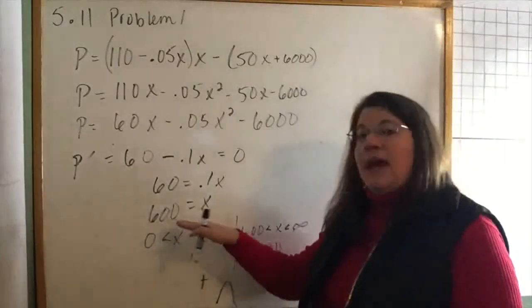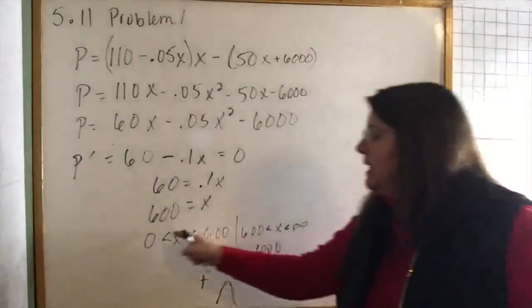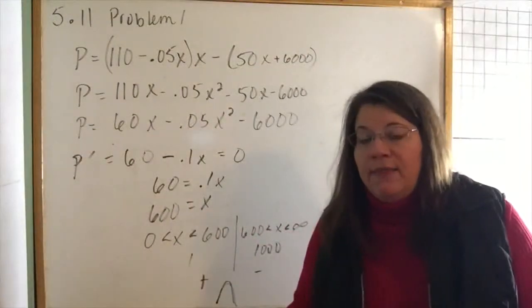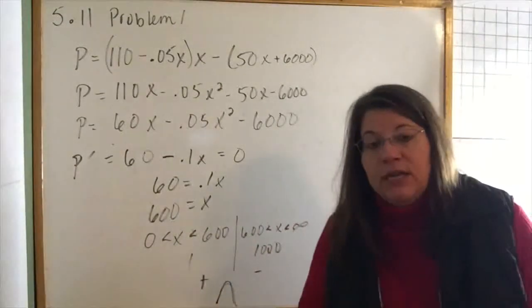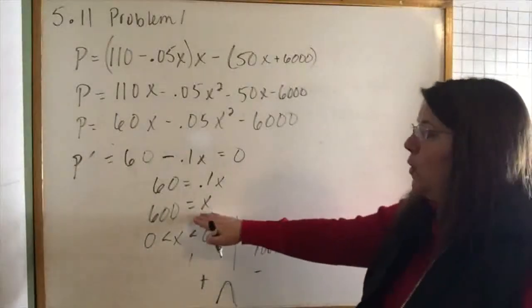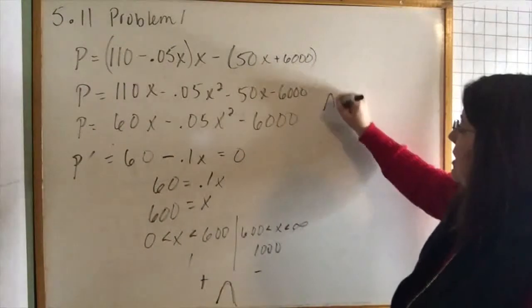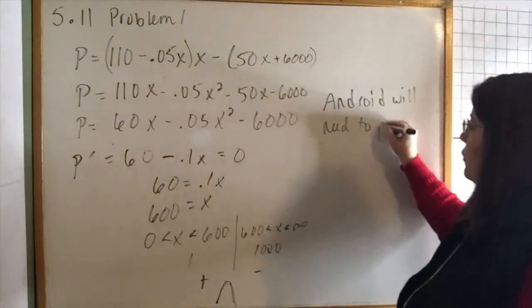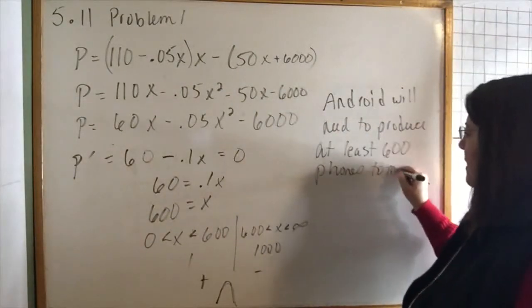So this is, in fact, my maximum because it's going to show up that way. The only time you really need to do this is if you end up with more than one critical value that could possibly be an answer. So we can assume that it's okay to say 600 is the interpretation of the answer of this problem. And so to interpret what I've gotten here, to answer the question that they're asking, I would say that the Android company will need to produce at least 600 phones to maximize the profit.